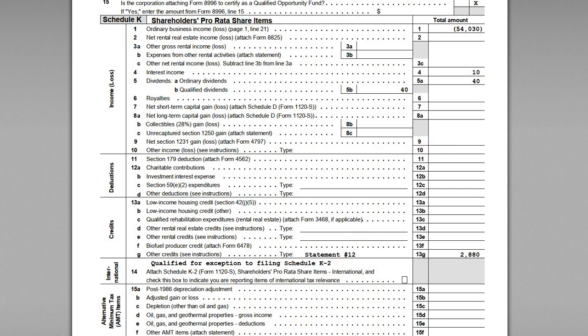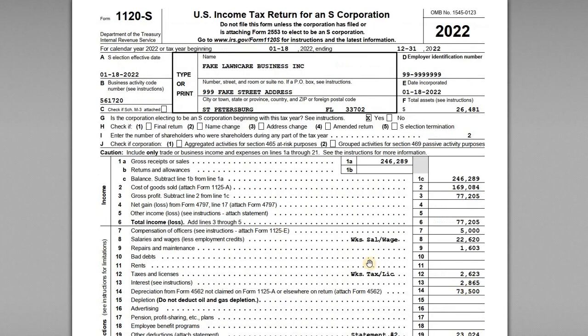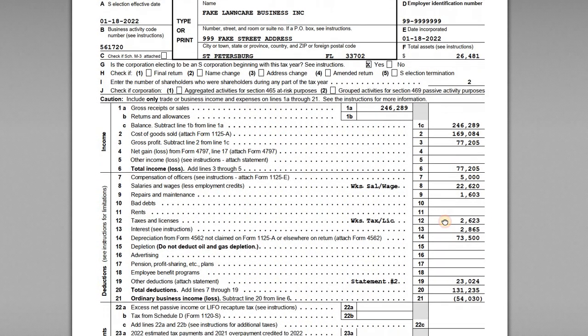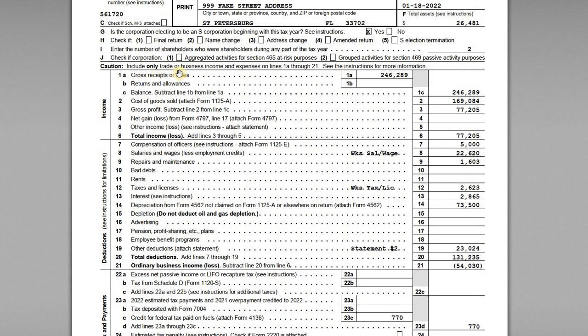Now, Schedule K, shareholders' pro rata items, we'll come back to this after we look at page 1. But if I go back to page 1 here, remember, this is where we're reporting the ordinary income. So it says caution, include only trade or business income and expenses on lines 1A through 21. So again, what they're highlighting there is only have trade or business items here. Any separately stated K1 items need to be separately stated on the K1. We cannot aggregate them within these lines 1C through 21. All right.